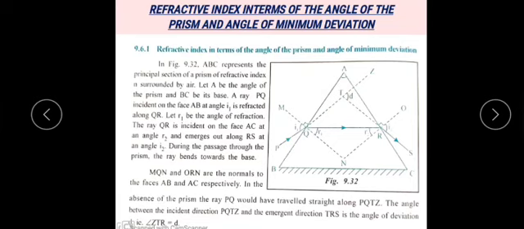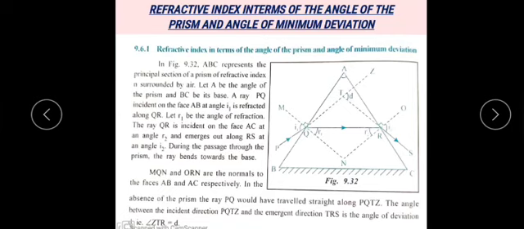Here, BC is considered as the base. This is the base of the prism. When a ray of light PQ is incident on the face AB, after incidence it is refracted.